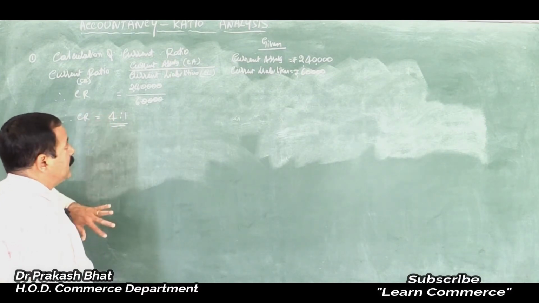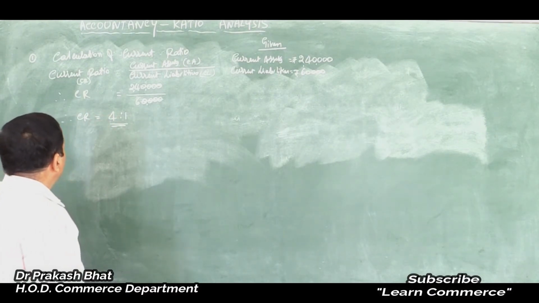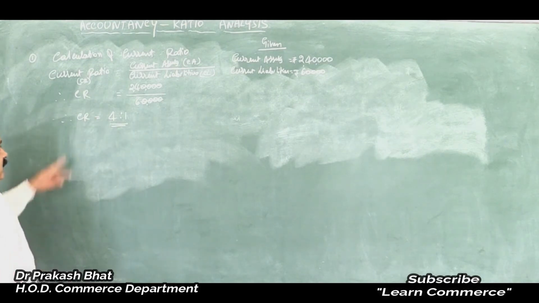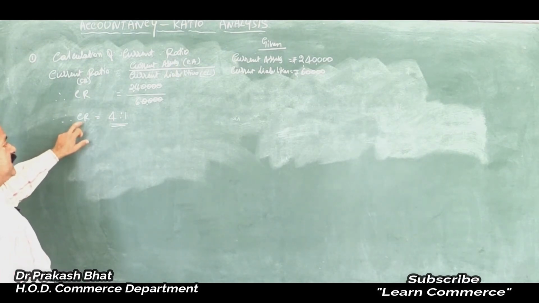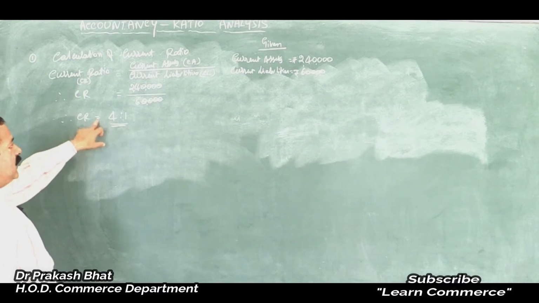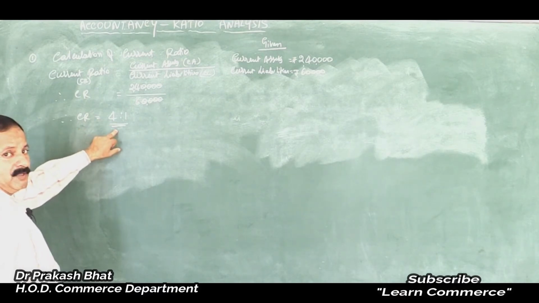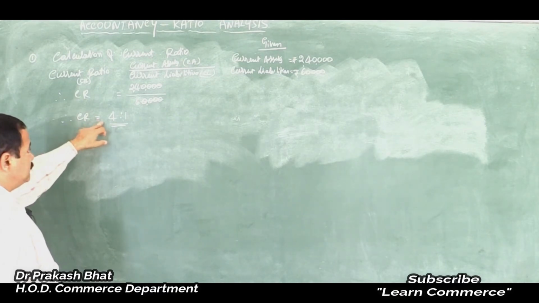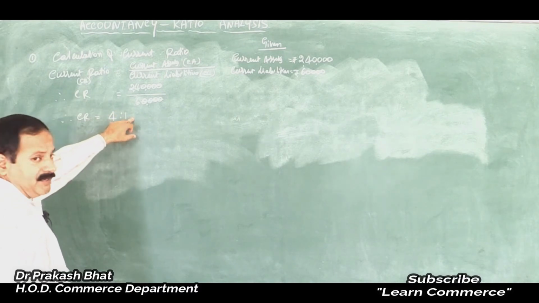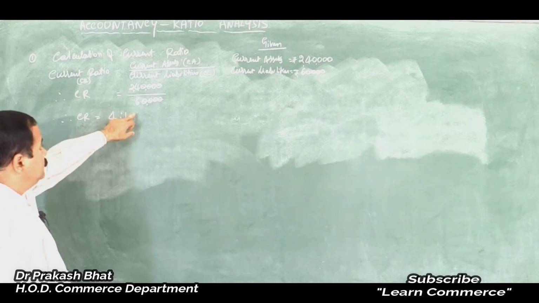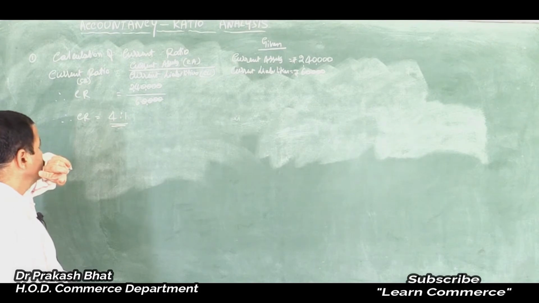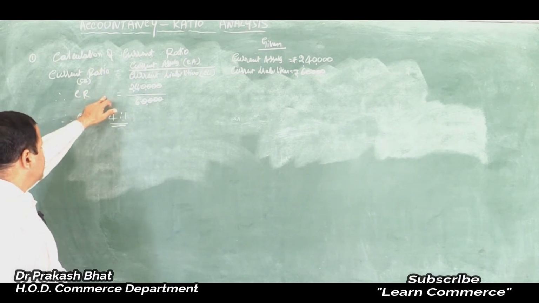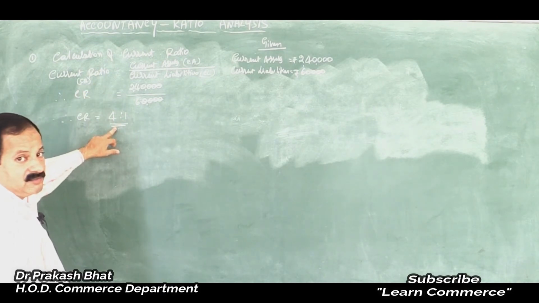So one part is clear. Now move on to the second one. You have to write here: therefore, current ratio is equal to 4:1. This answer should come. Clear? Therefore, current ratio is equal to 4:1. For not writing this, you will lose 1 mark. Remember, formula 1, this one, and this one, 3 marks, like that.